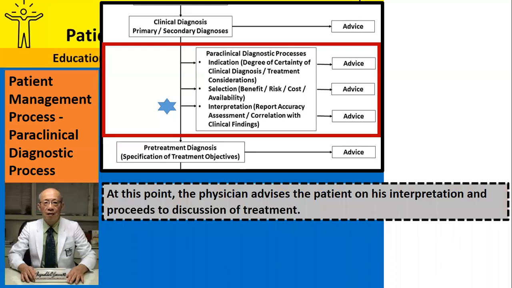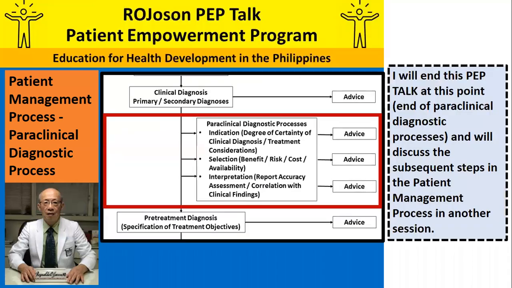At this point, the physician advises the patient on his interpretation and proceeds to the discussion of the treatment. I will end this pep talk at this point because this is the end of the paraclinical diagnostic process, and we'll discuss the subsequent steps in the patient management process in other sessions.